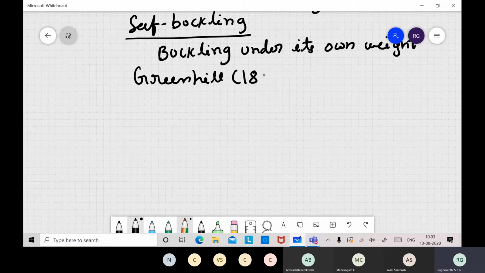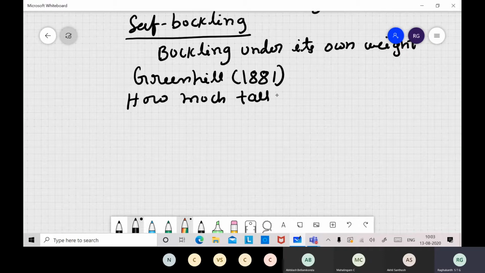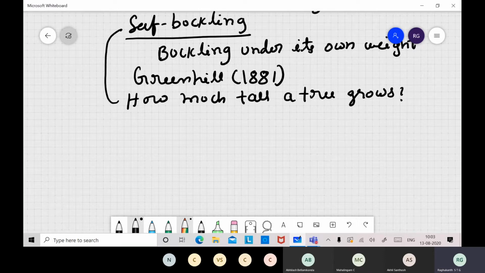This is a paper from 1881, you followed, right? If you want to find out how tall a tree grows in nature, or even a human being or whatever, all these problems are related to self buckling. In nature also things go like this, and the same thing can be adopted for our columns also.